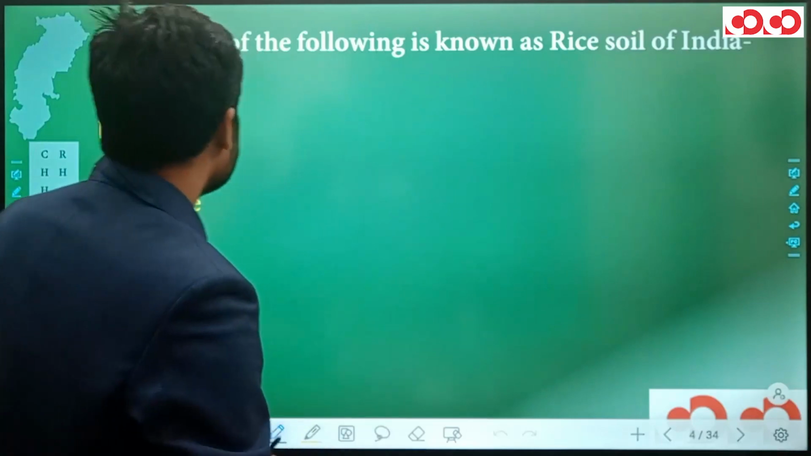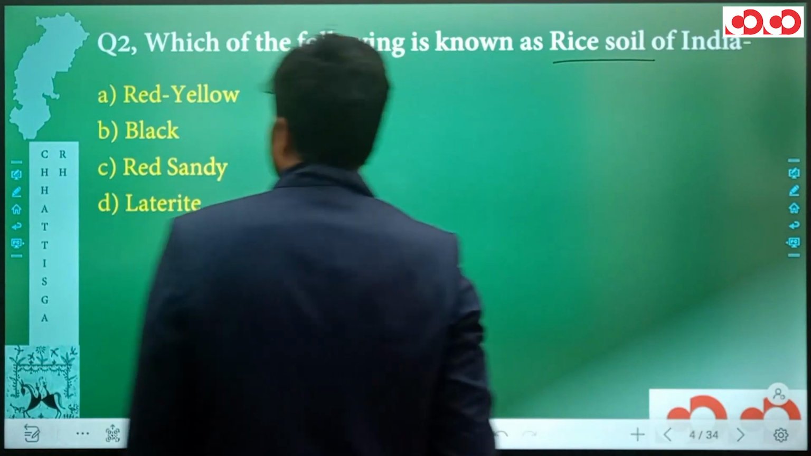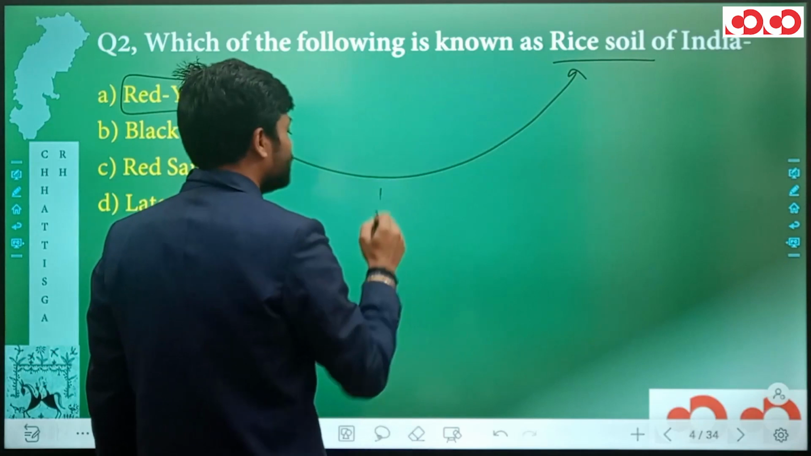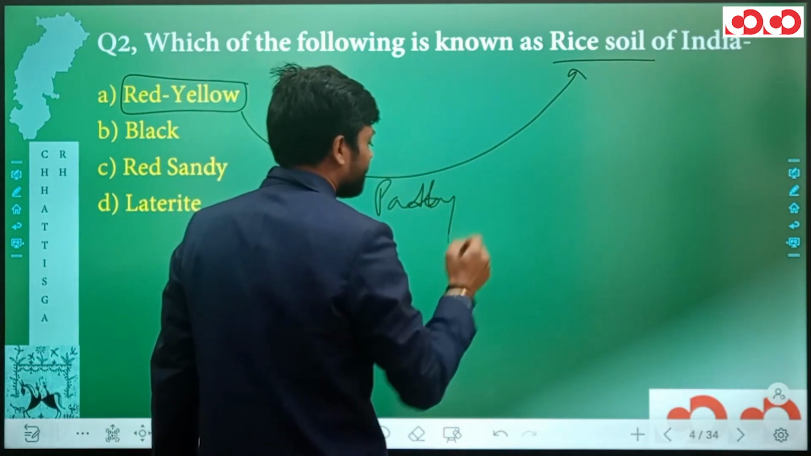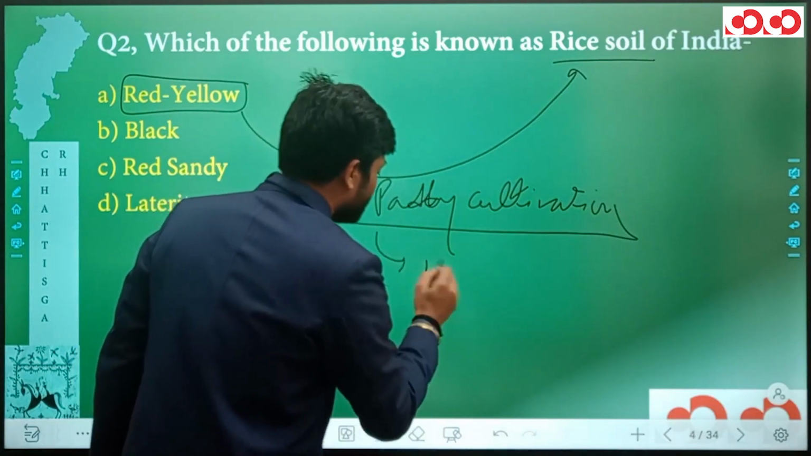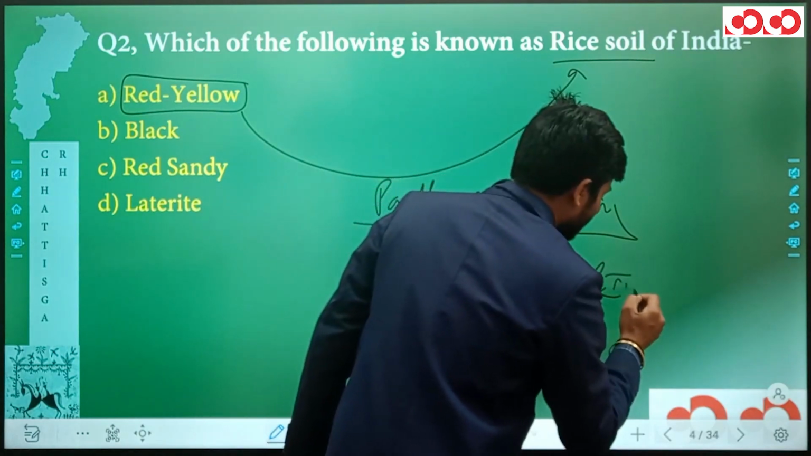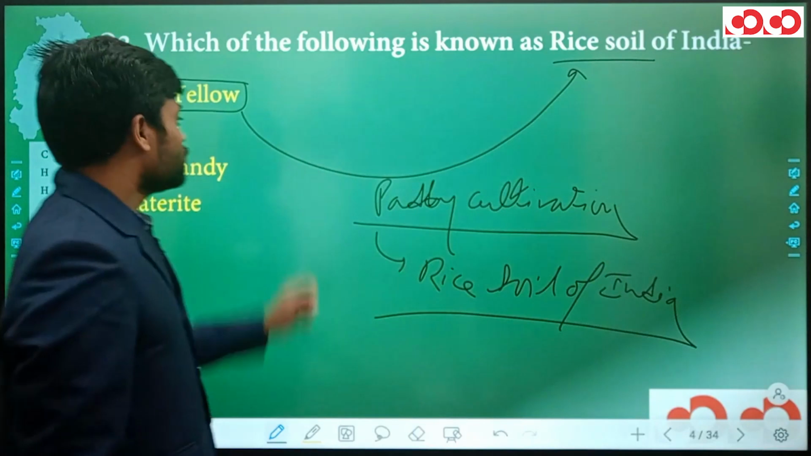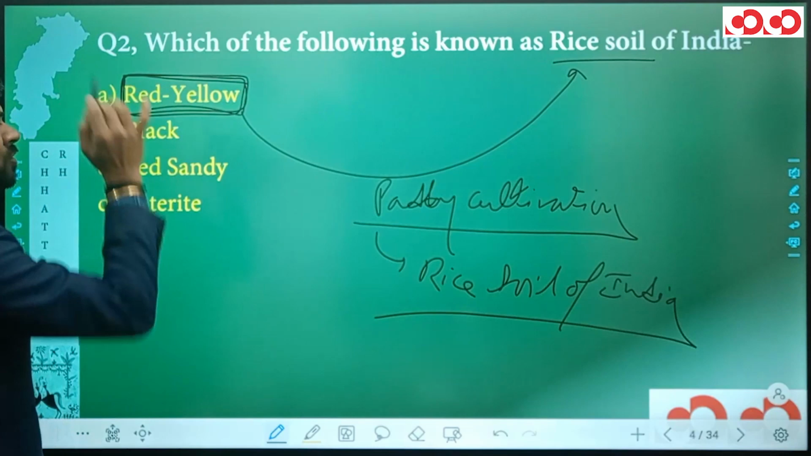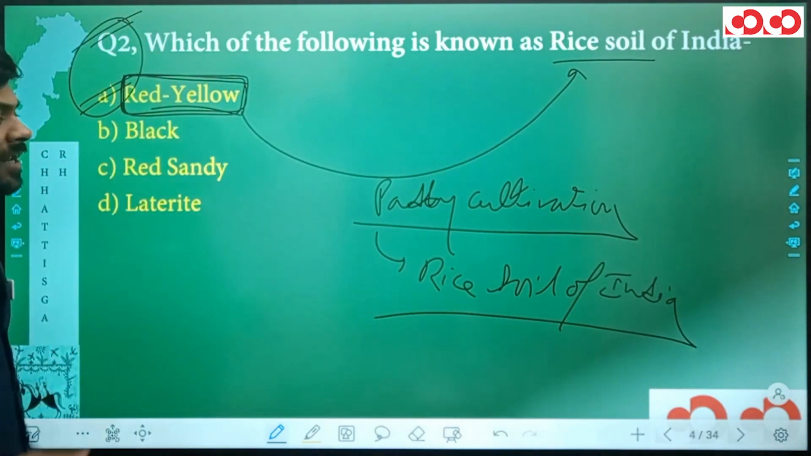Now next we have a second question. Which of the following is known as rice soil of India? Let me tell you, this red yellow soil is very conducive to paddy cultivation, and hence is termed as the rice soil of India. So we know this red yellow soil is known as rice soil of India, and it is mentioned in option A, and hence option A is going to be the correct option for our second question.